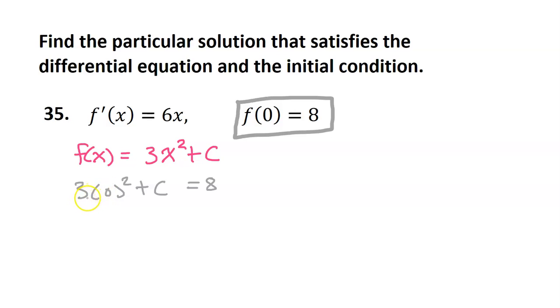So the first term becomes 0. So I just have c equals 8. Now I can take this value and put it back into the equation right here. So the particular solution I'm looking for is f of x is equal to 3x squared plus 8.